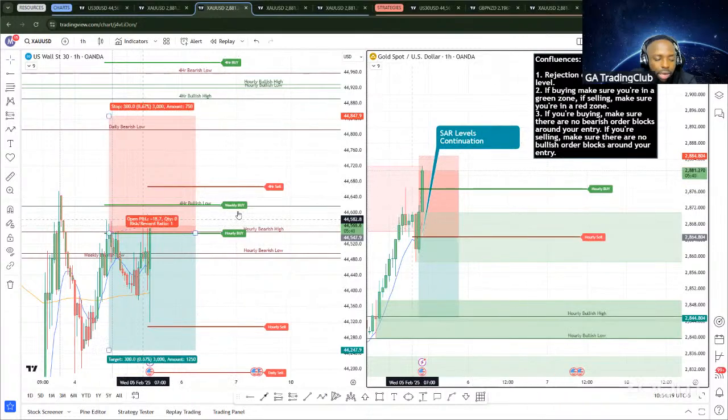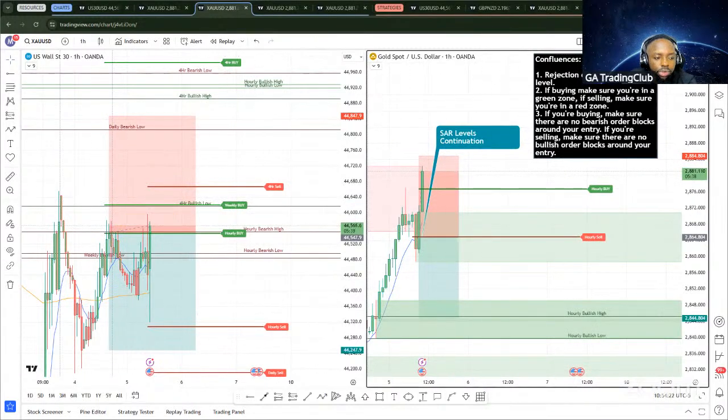But a lot can happen in those 5 minutes. Gold can shoot up, take me out of this trade, and close above this hourly buy.